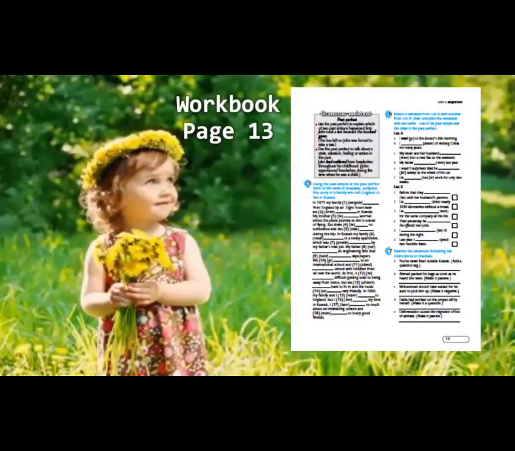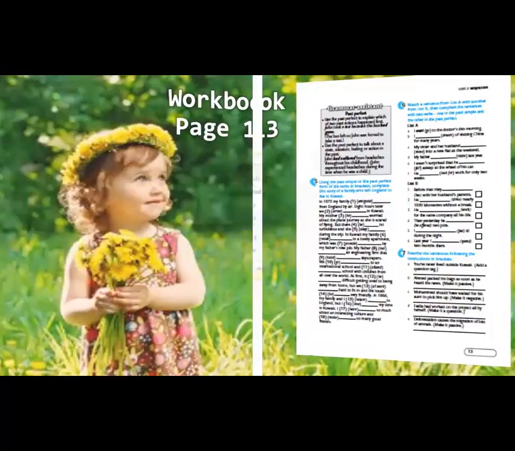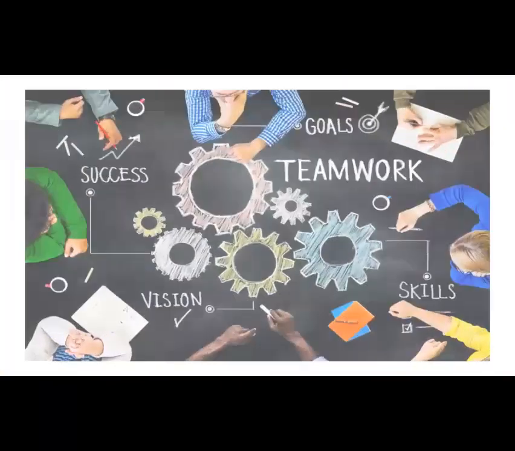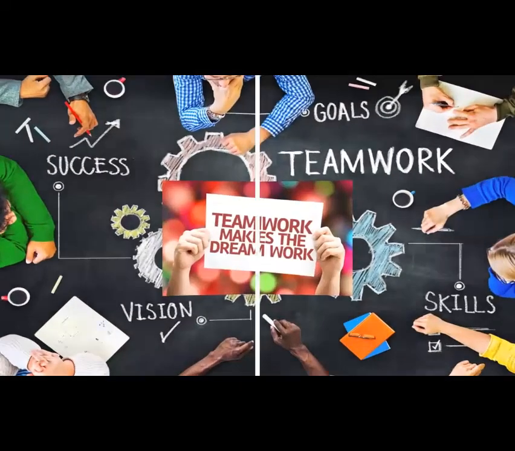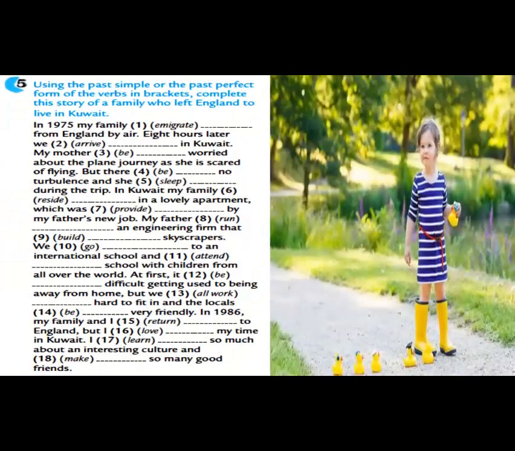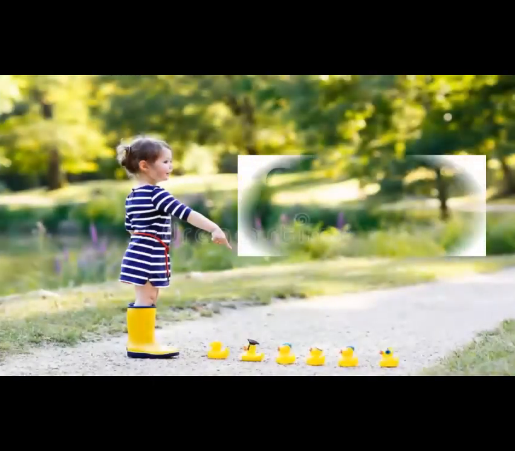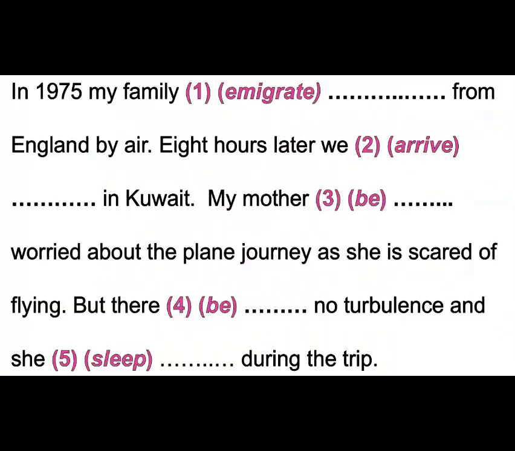So now let's move to workbook page 13. Here we have the grammar assistant about the past perfect. I'd like you to study this grammar assistant well. So now exercise number 5. Using the past simple or the past perfect form of the verbs in brackets, complete the story of a family who left England to live in Kuwait. Now let's check our answers.